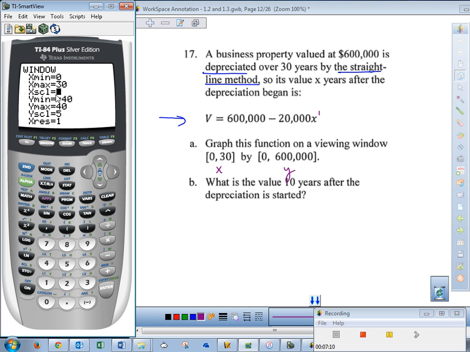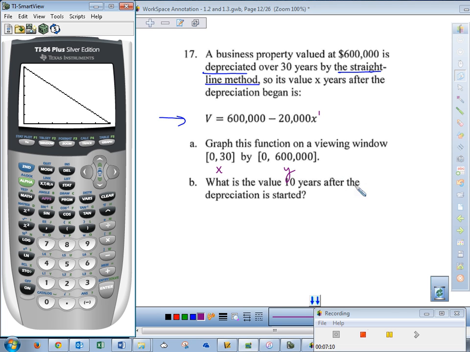Scale, I really don't want to go by ones since it's going from 0 to 30. You can make it whatever you want to. It doesn't tell you what scale to go by, so I'm just going to go by 5s. That means there'll be 6 little tick marks in there. And then your y minimum is 0, and your y maximum is 600,000. And you definitely don't want to go by ones on that one. I'm going to go by 100,000s. Hit graph.